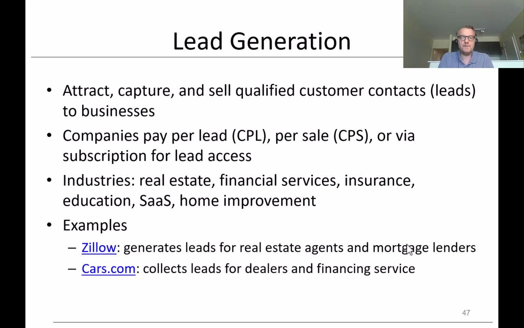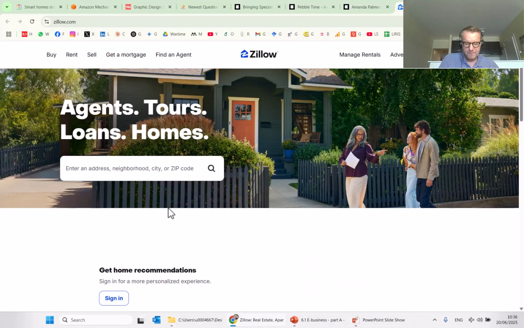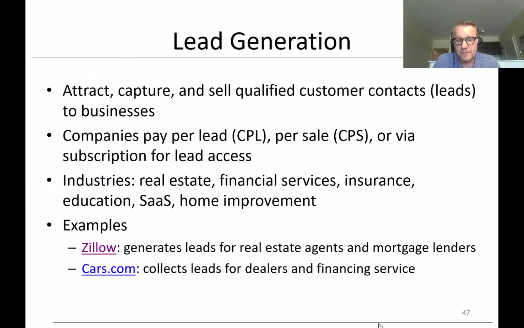And you see this often in industries such as real estate, financial services, insurance, education, SaaS, and home improvement. Here you can see Zillow, and you can actually click it as we do right here. This is an online real estate platform that helps users buy, sell, rent, and finance homes, offers property listings, home value estimates, we could call them Z estimates, and market data. It connects agents with lenders and other real estate professionals, and as such is a very interesting example of lead generation.